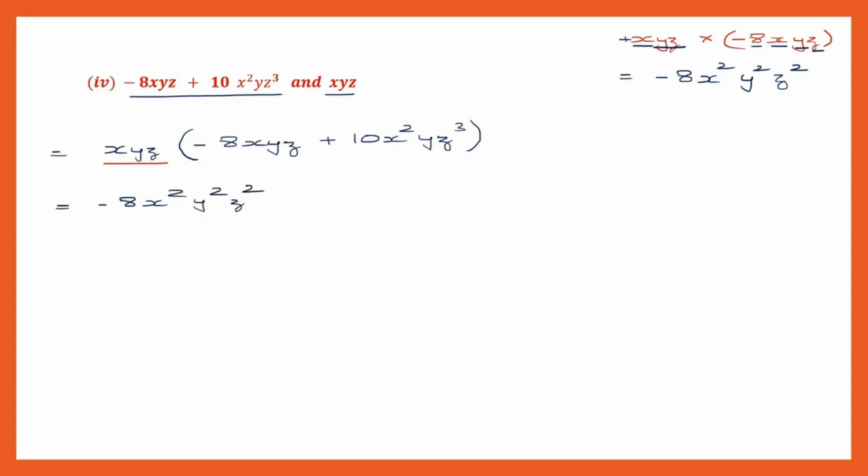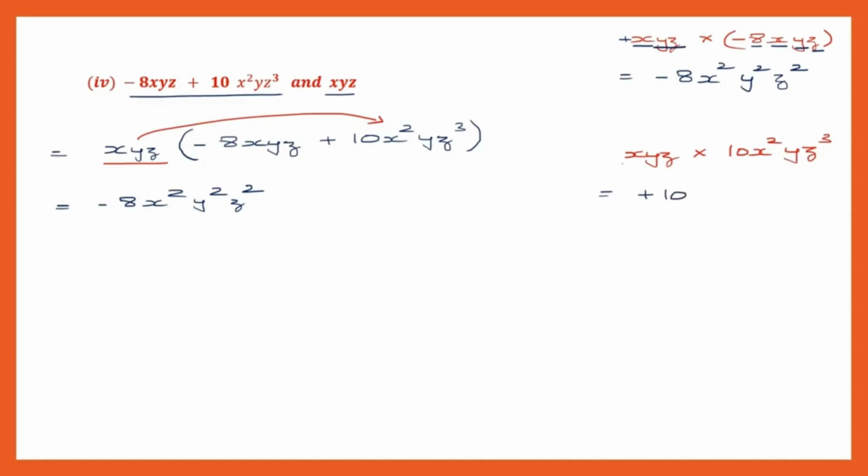Now let's multiply xyz into the second term. So that is xyz into 10x square y z cube. So go slow with this one. So here the sign is plus because both the terms have a plus sign. The number is 10.